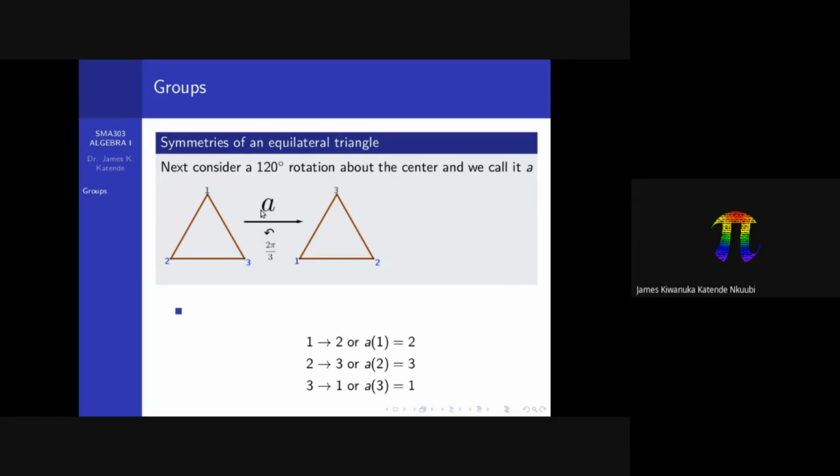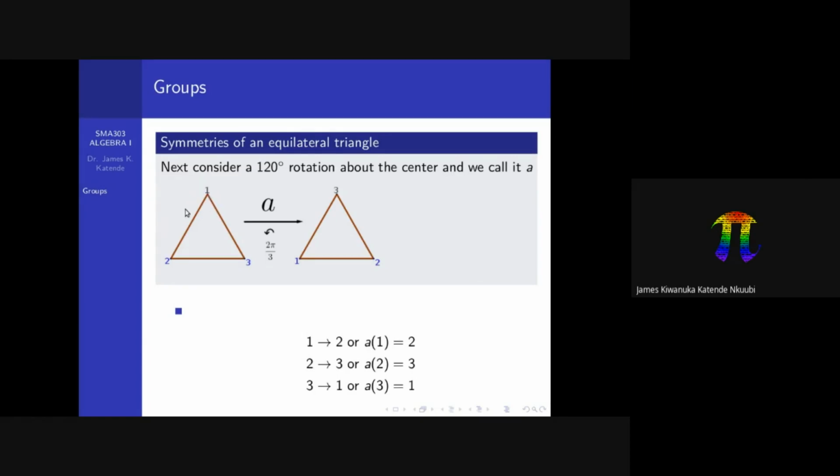So this transformation A rotates this triangle about the center. Center simply means a point where the center of mass is, but for us we just call it the center. It's a point where the altitudes will meet, or the bisectors of the angles will meet. So you rotate it about the center anti-clockwise through 120 degrees, or 2 pi over 3 radians. Then this is what happens.